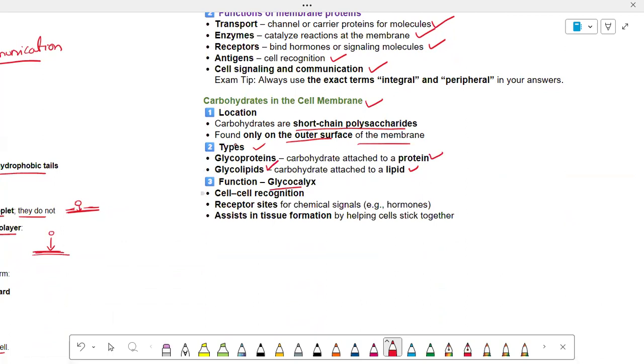Function of the glycocalyx. It is actually a carbohydrate. Cell to cell recognition, meaning I already talked about cell surface markers to recognize its own cells or other pathogens. Receptor sites mean chemical signaling, and they assist in tissue formation by helping cells stick together. When two or more cells are attached and stick to each other, they form tissue. And carbohydrates help them to stick with each other.